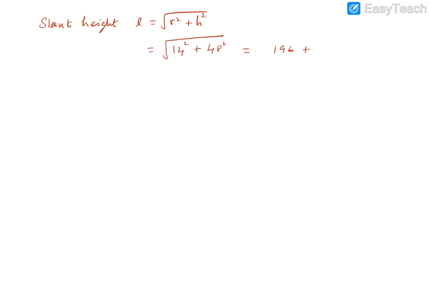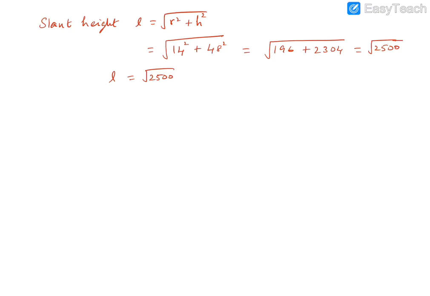So when we multiply 48 with 48, we get 2304. So now the sum of 196 and 2304 is 2500. So we have the slant height L as the square root of 2500. What is the square root of 2500? We have to find that number which multiplied by itself will give us 2500. That's the meaning of square root. So the number that multiplied by itself gives 2500 is 50.